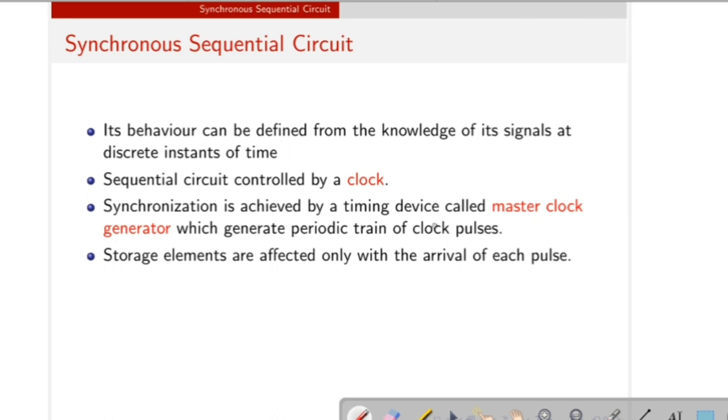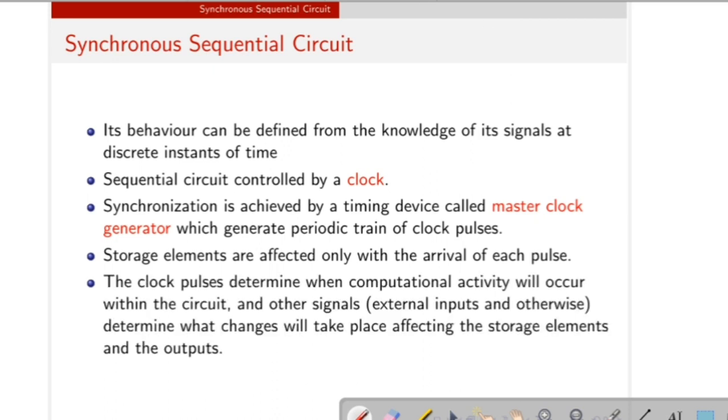When you apply the clock signal, based on the external input and the present state of the memory element, that memory element changes its state from present to next state. So the clock pulses determine the computational activity, when the activity will occur within the circuit. Then what activity will occur, what changes will take place, that is determined by the external inputs and the present state of the system.